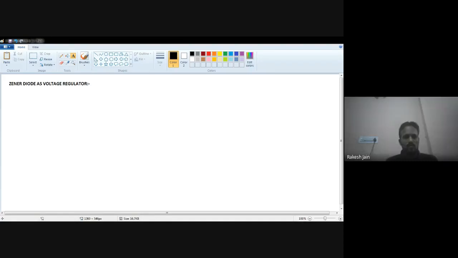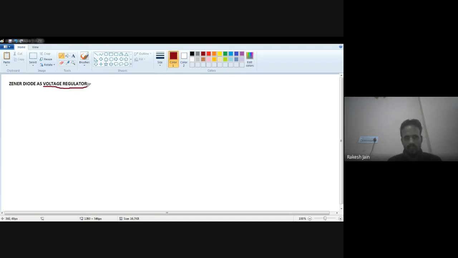So, the Zener diode as a voltage regulator. A Zener diode can be used to convert an unregulated DC voltage into a fixed DC voltage. So it will generate a fixed DC voltage. The circuitry which gives you a fixed DC voltage is known as voltage regulation. With the help of the Zener diode, we can use this as a voltage regulator.